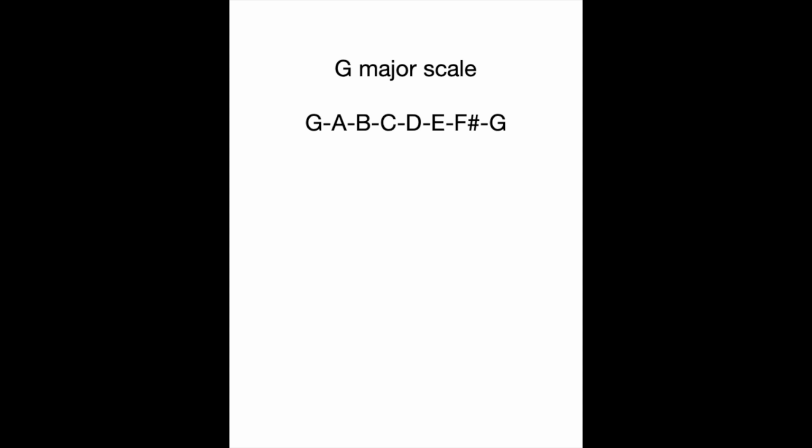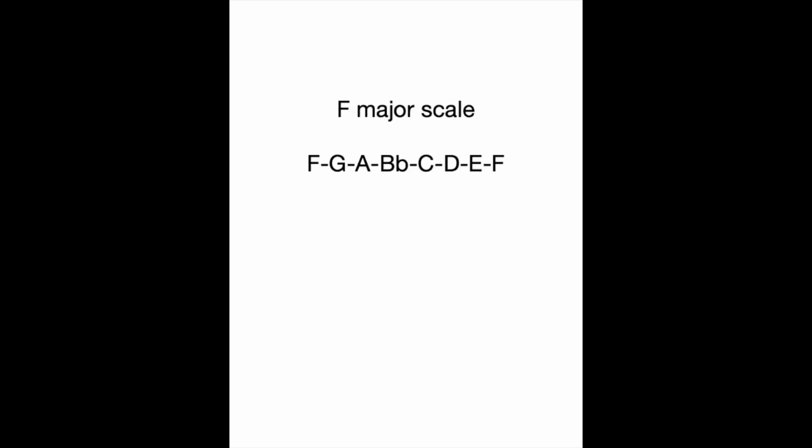So, if we were to recreate this pattern starting on G, we would get the following: G, A, B, C, D, E, F sharp, G. As you can see, G major has only one accidental, F sharp. Now, let's try the major scale in F. The pattern is as follows: F, G, A, B flat, C, D, E, F.